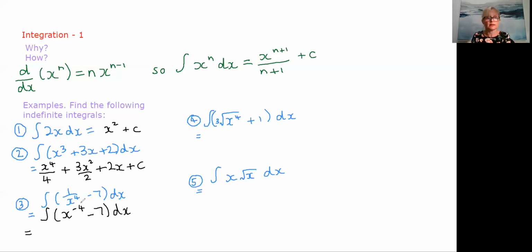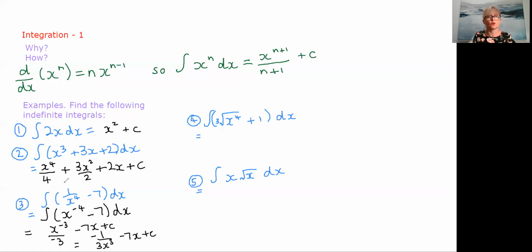Once we've done that, then we can follow our normal rule. So we're going to increase that by 1. Now increasing that by 1 gets you up to negative 3. And we're going to divide by that. This will be a minus 7x plus c. Now that doesn't look great like that, does it? So let's just rearrange that. x to the negative 3 is 1 over x cubed. So I'd write that as negative 1 over 3x cubed minus your 7x plus your c.